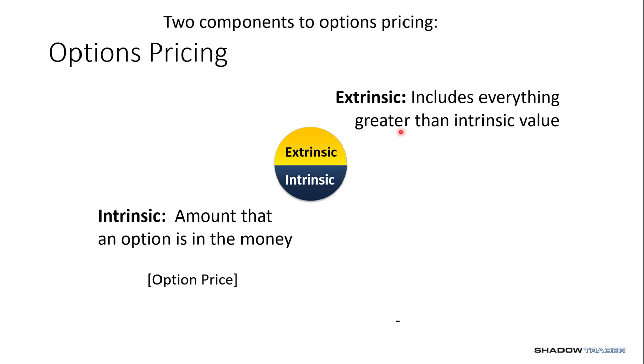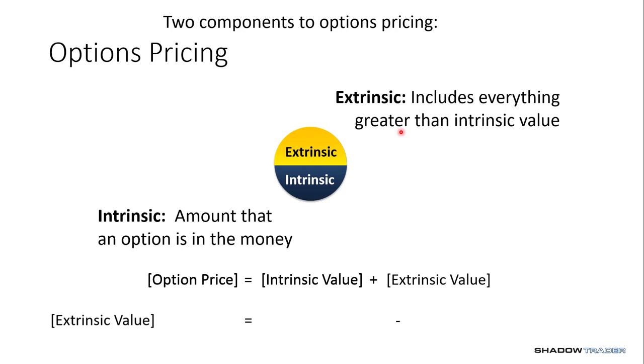How do we determine the intrinsic value? Well, you take the option price, and you can find that by adding the intrinsic plus the extrinsic value. Or, let's do it the other way. Extrinsic value equals the option price minus the hard or intrinsic value. I've just rearranged the calculation.